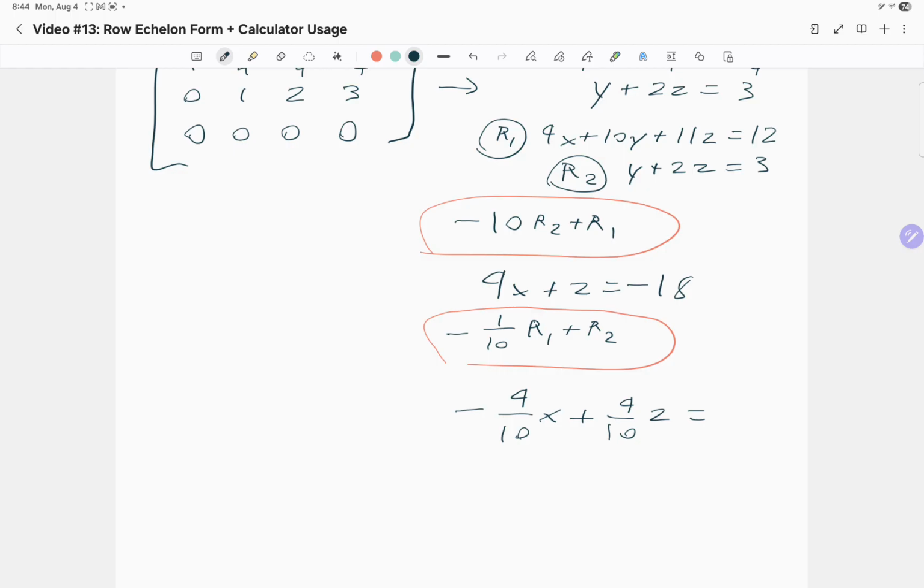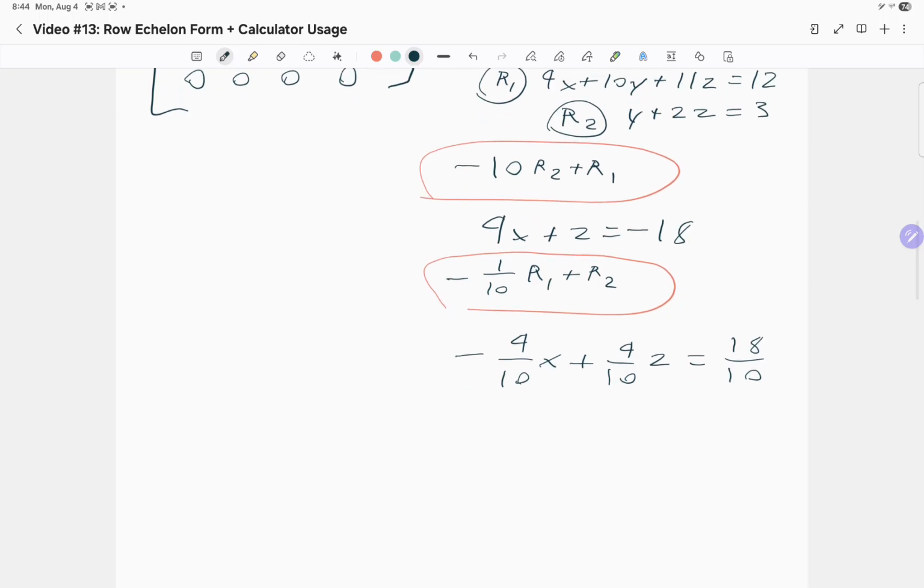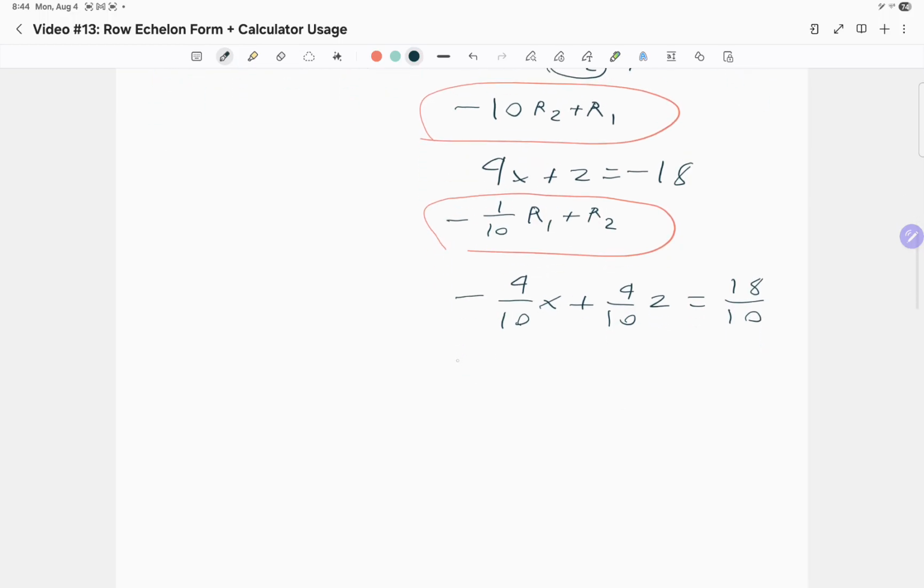So minus 12 over 10 plus 30 over 10. That is going to be 18 over 10. Okay, just to simplify this, I'm going to pull out a negative 9 over 10 to be exact. X minus z equals 18 over 10.